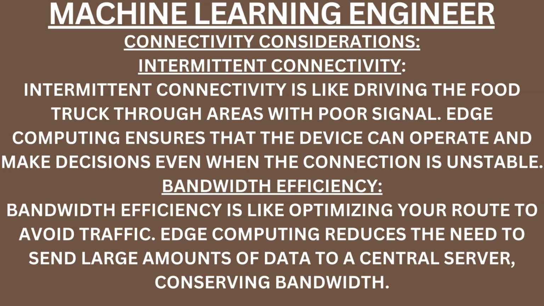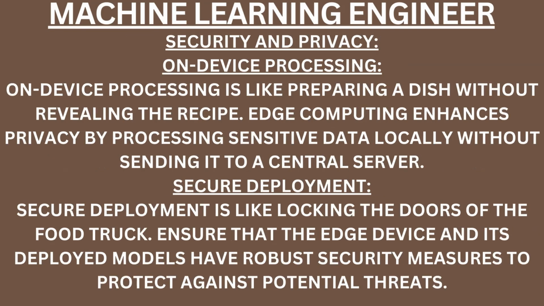Bandwidth efficiency. Bandwidth efficiency is like optimizing your route to avoid traffic. Edge computing reduces the need to send large amounts of data to a central server, conserving bandwidth. Security and privacy. On-device processing. On-device processing is like preparing a dish without revealing the recipe. Edge computing enhances privacy by processing sensitive data locally without sending it to a central server.